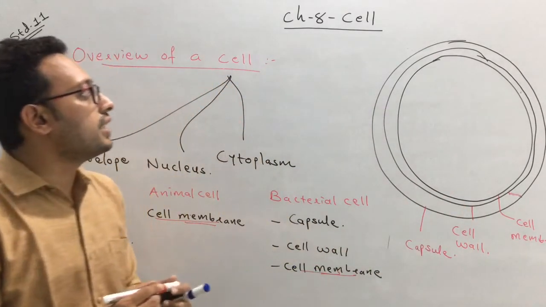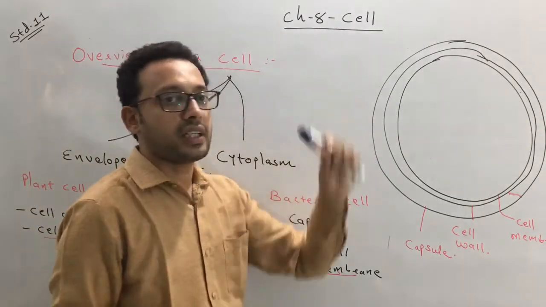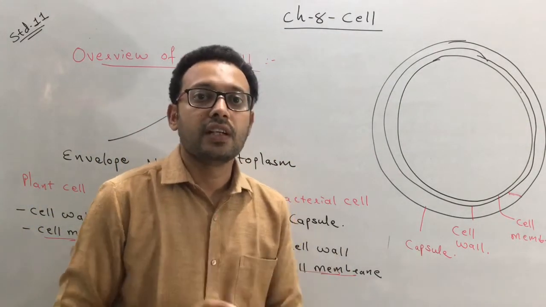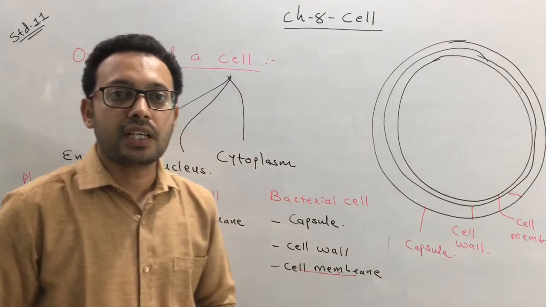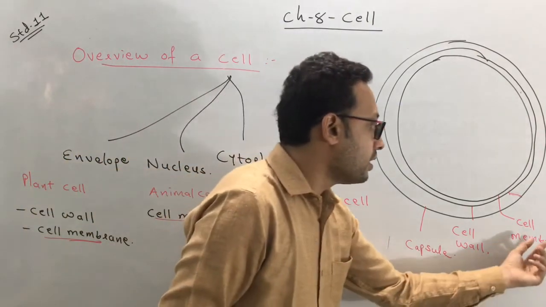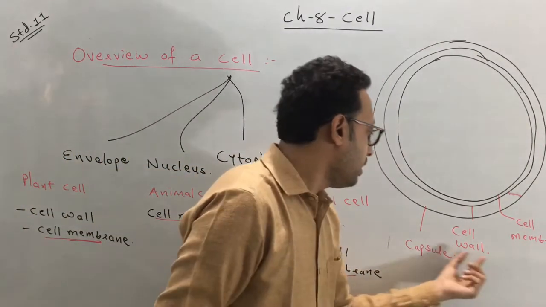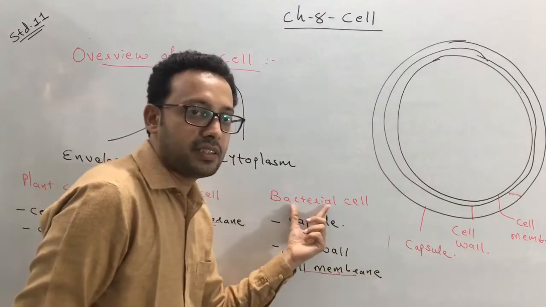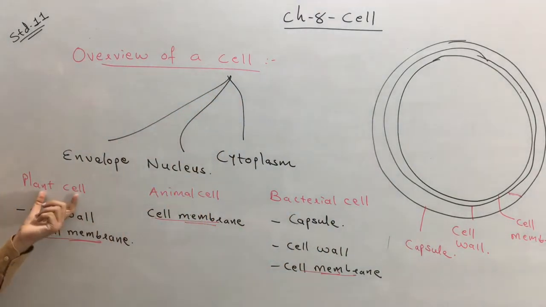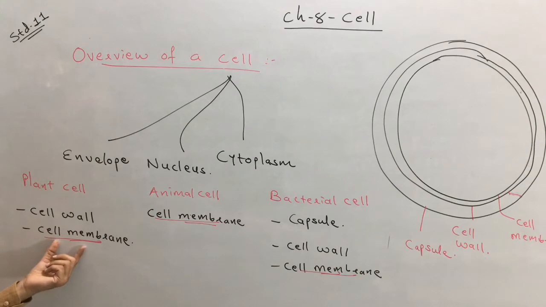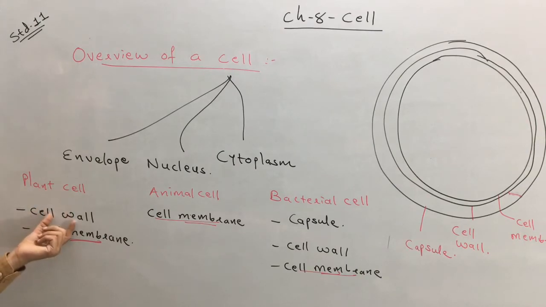So these are the three layers which are found in a cell, the unit of life. How many membranes are surrounding it? Three membranes: cell membrane, cell wall, capsule. In which case? Bacterial cell. Plant cell has how many layers surrounding it? Cell membrane is the inner one, cell wall is the outer one.